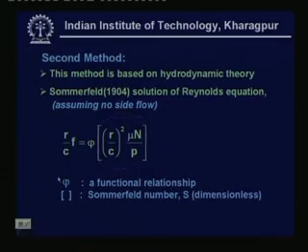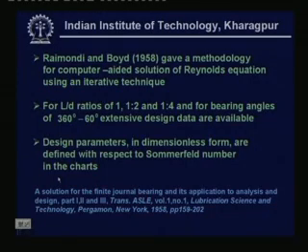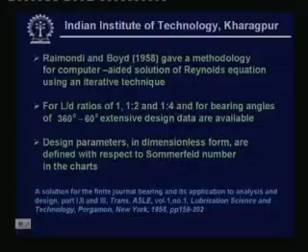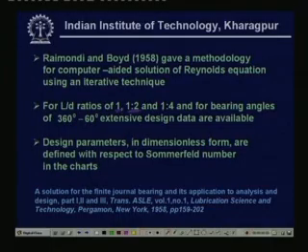Now, if we come down, the basic idea of the Raymond-Boyd methodology for bearing design, what is that? Raymond and Boyd in 1958 gave a methodology, which is basically a computer-aided solution of the Reynolds equation, where some iterative techniques have been used, and of course, this solution depends on the type of bearing, means for different kinds of journal bearings the solution exists. You can see for L by D ratios of 1, 1.2, 1.4, and for bearing angles 360 to 60 degree. Okay. So, that is the full bearing coming down to the 60-degree bearing.